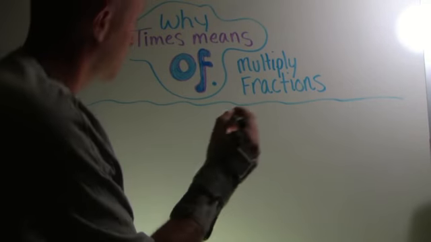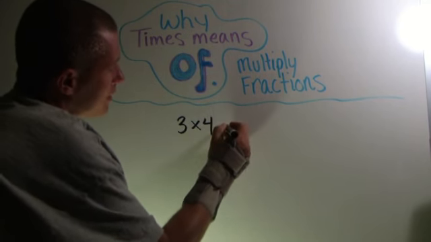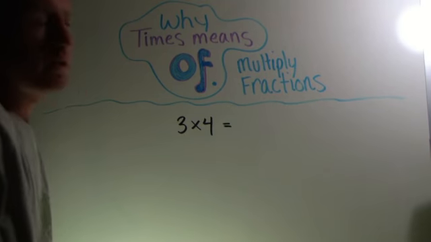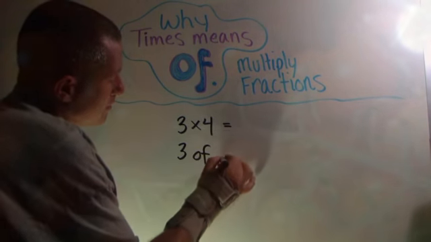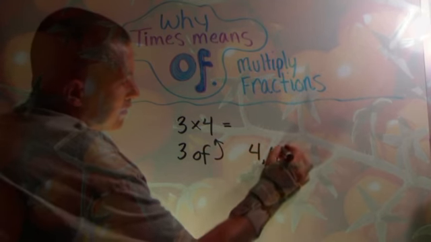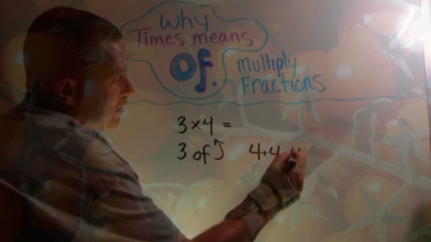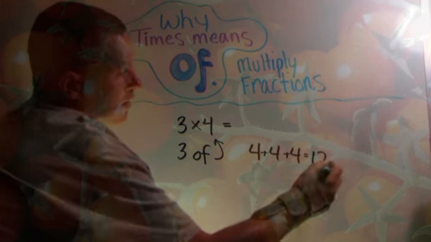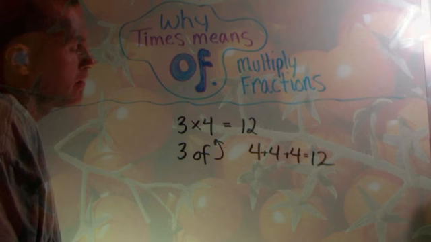Alright, let's find out why "times" means "of," both when we multiply whole numbers together and when we multiply fractions. Here I've got 3 times 4, which means I have 3 of those 4s. 1, 2, 3 4s. If I add all those together, I'll get 4, 8, 12, a total of 12. So 3 times 4 is 12. I have 3 of them, 3 4s.